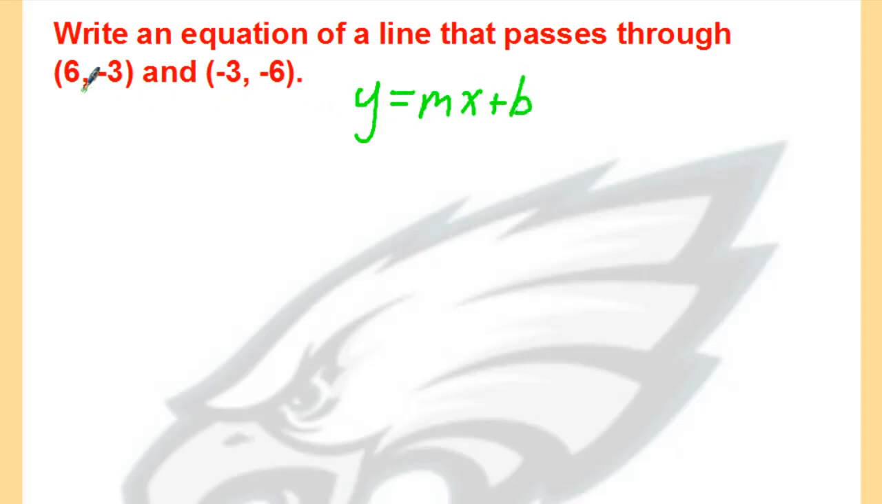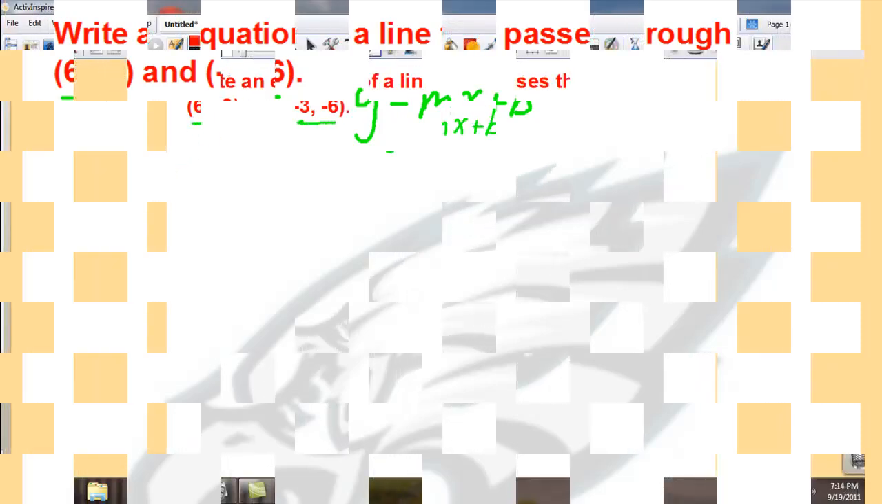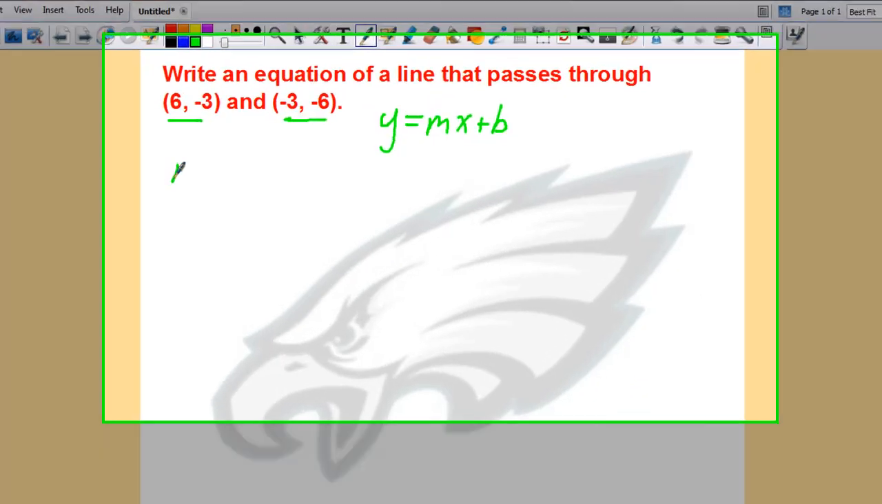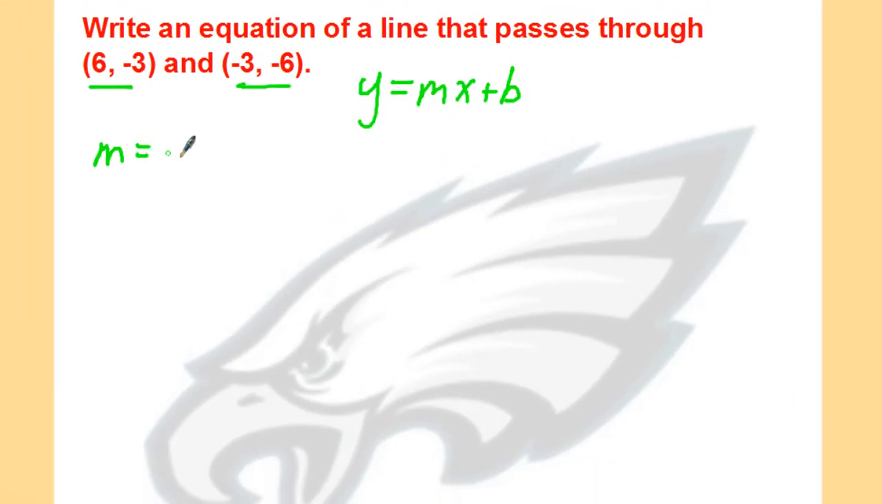And the first thing you need to do, if you're given 2 points, is make sure you know how to find the slope. To find the slope, given 2 points, you need to remember the slope is determined by taking the differences in your y values over the differences of your x values. So it really doesn't matter which y value you start with.